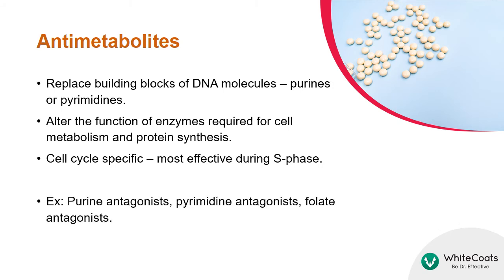Antimetabolites replace naturally occurring building blocks of DNA molecules, such as purines and pyrimidines, and alter function of enzymes that are required for cell metabolism and protein synthesis. These drugs are cell cycle specific and are most effective during the S phase of cell division.